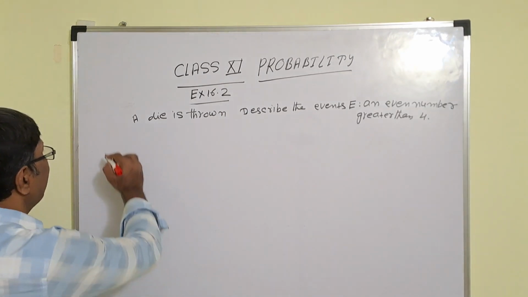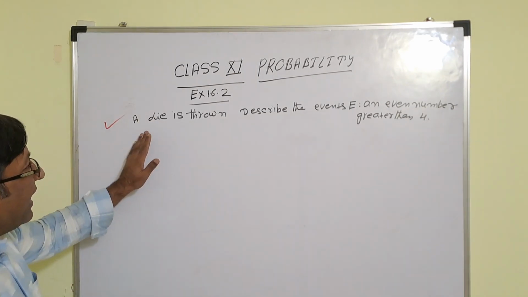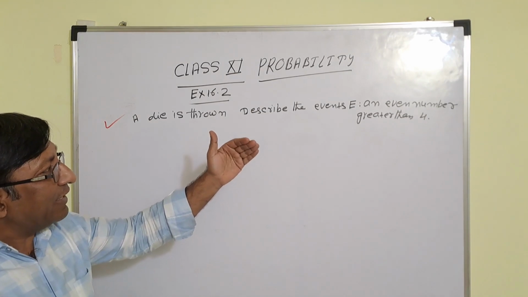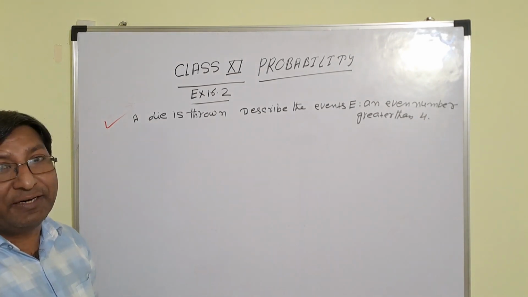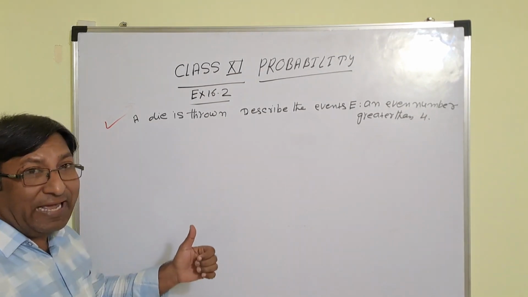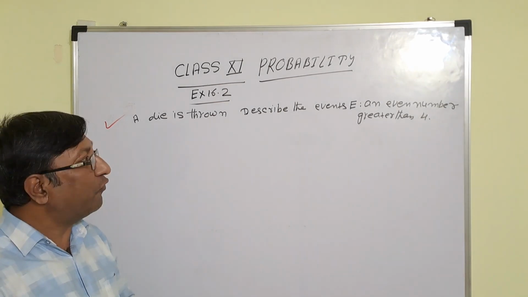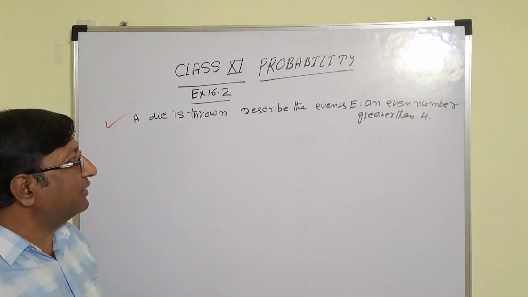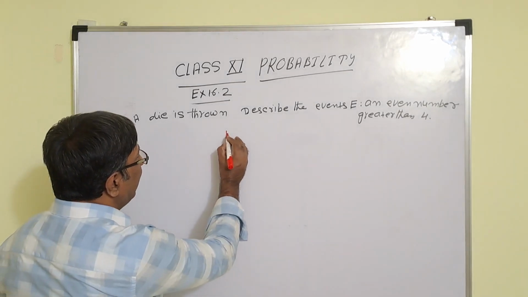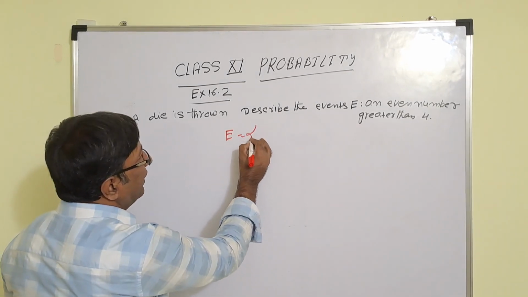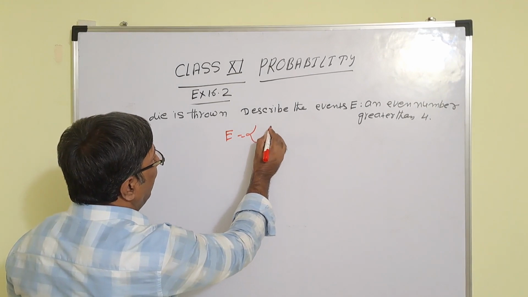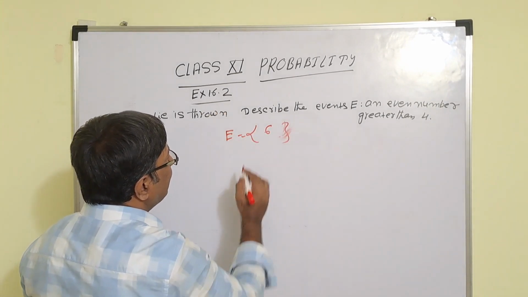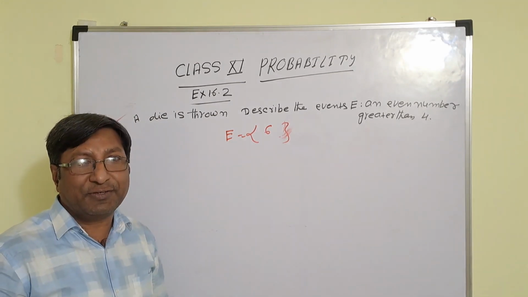Let us see the question. A die is thrown. Describe the event E: an even number greater than 4. So you know a die has 6 numbers: 1, 2, 3, 4, 5, 6. So E is the event of an even number greater than 4. So E equals what? An even number greater than 4: only 6. So there is only one member in the event. See, this is our correct answer.